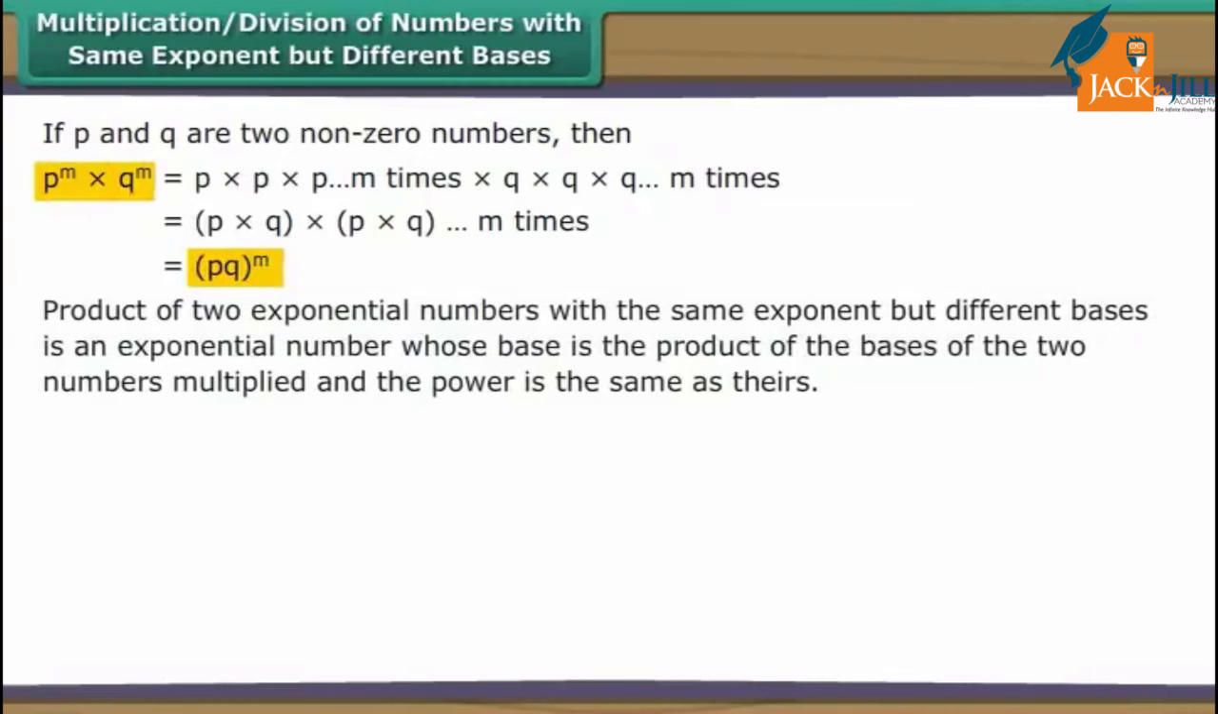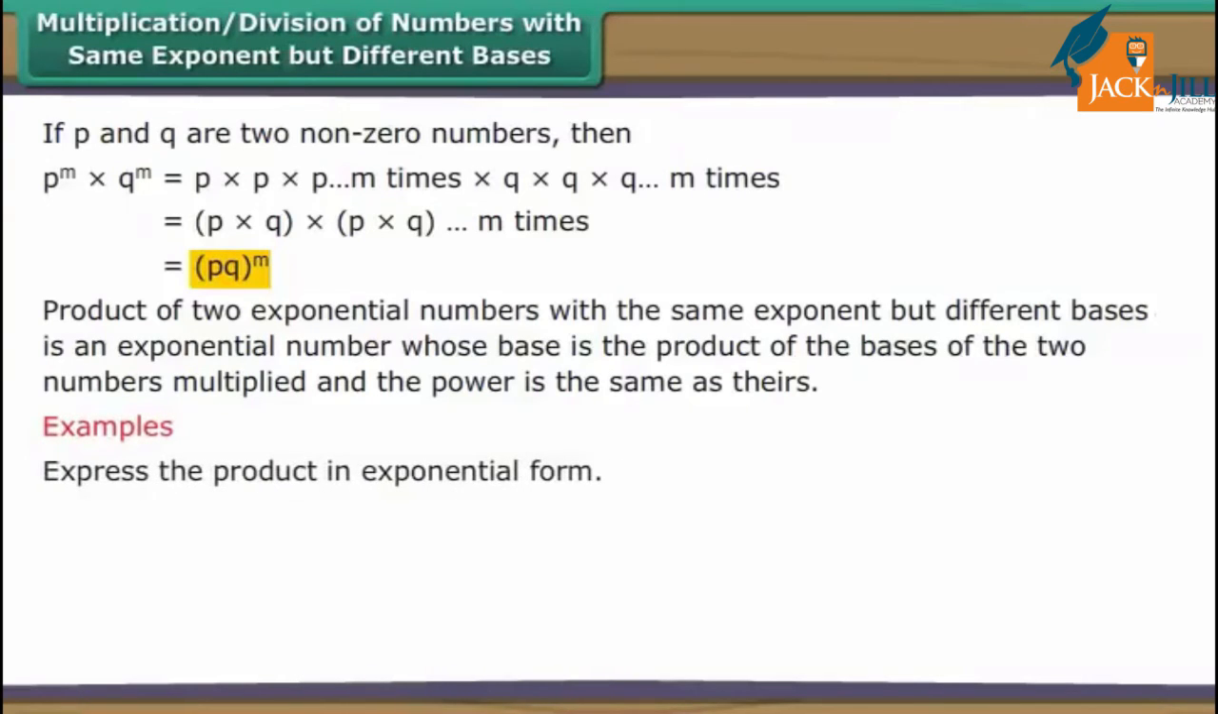The product of two exponential numbers with the same exponent but different bases is an exponential number whose base is the product of the bases of the two numbers, and the power is the same as theirs. Let us understand this law with the help of some examples. Express the product in exponential form.